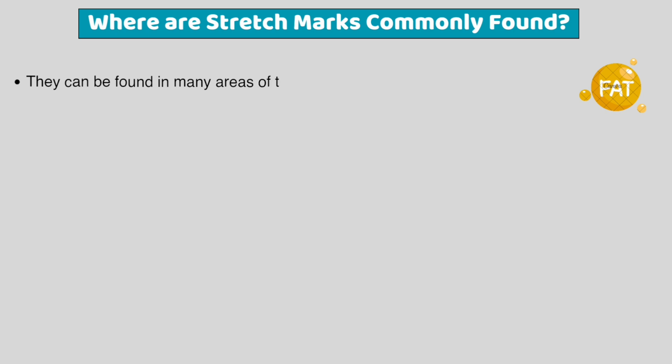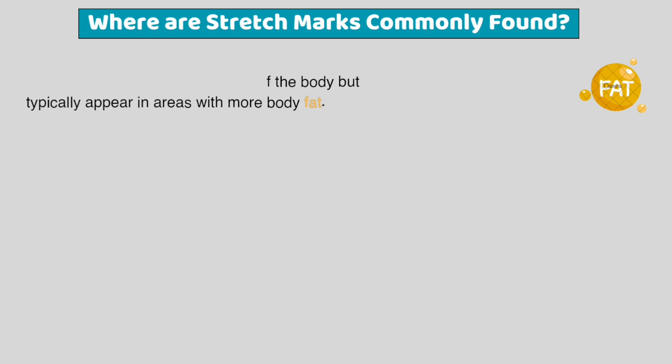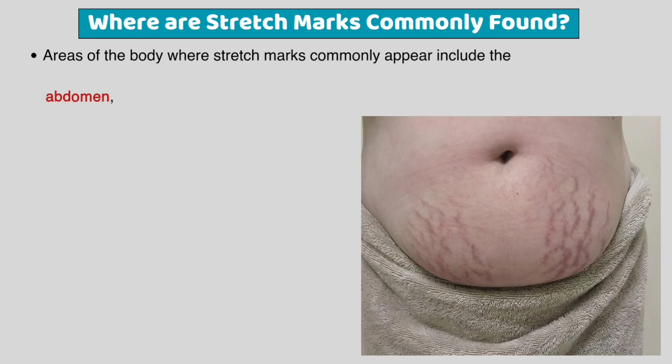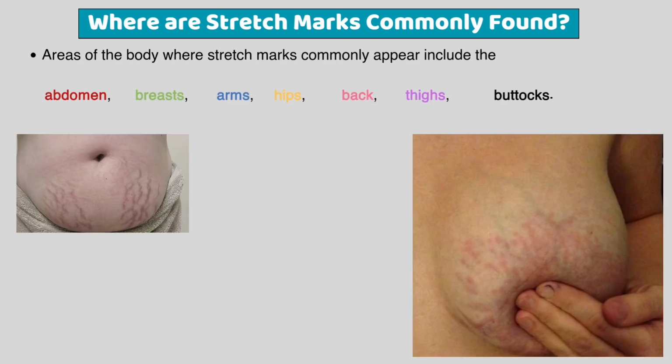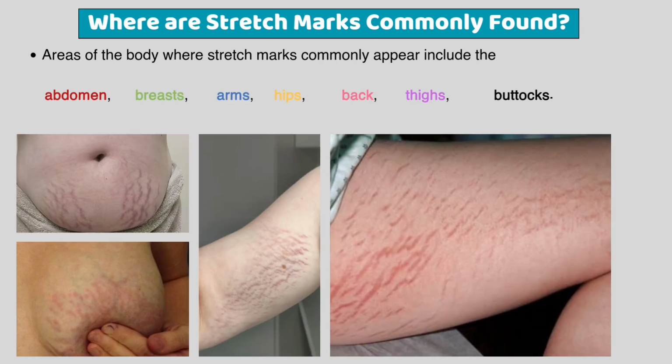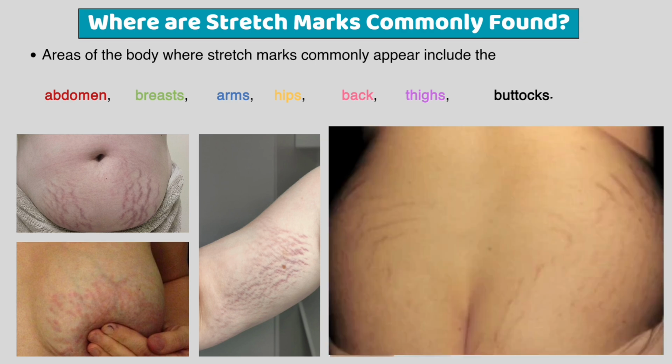Where are stretch marks commonly found? They can be found in many areas of the body but typically appear in areas with more body fat. Areas of the body where stretch marks commonly appear include the abdomen, breasts, arms, hips, back, thighs, and buttocks.